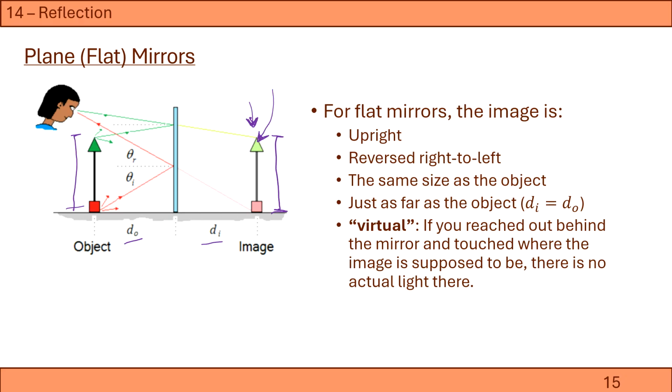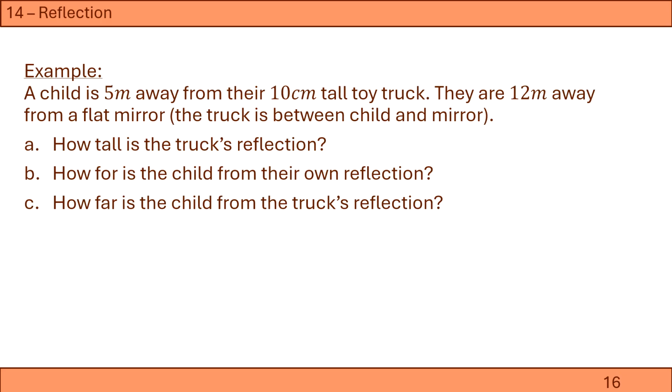And so there's no actual light right there. This isn't always going to be the case, as we'll see pretty soon here. But before that, we'll look at a little example with a flat mirror involving some reflections, and we'll ask questions about distances. So a child is 5 meters away from their 10-centimeter tall toy truck.